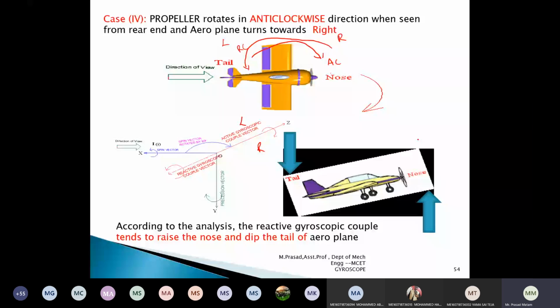So where is the arrow mark pointing? Arrow mark is pointing towards the tail end. So what is the gyroscopic effect you can get here? It tries to dip the tail downwards and lift the nose upwards. I am writing the effect here.